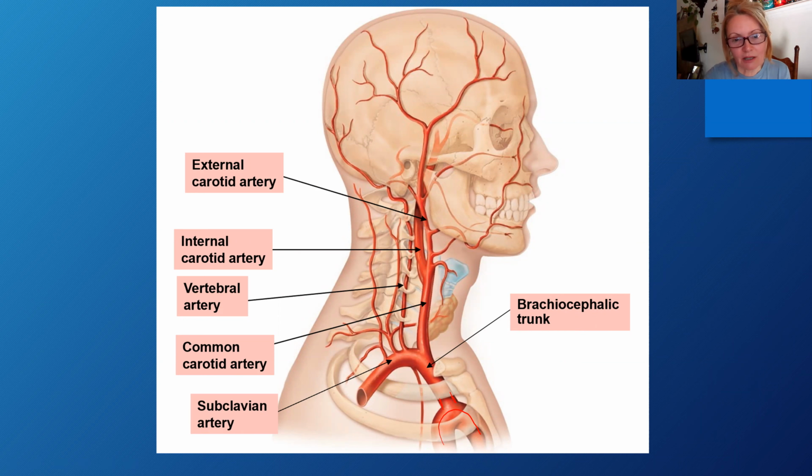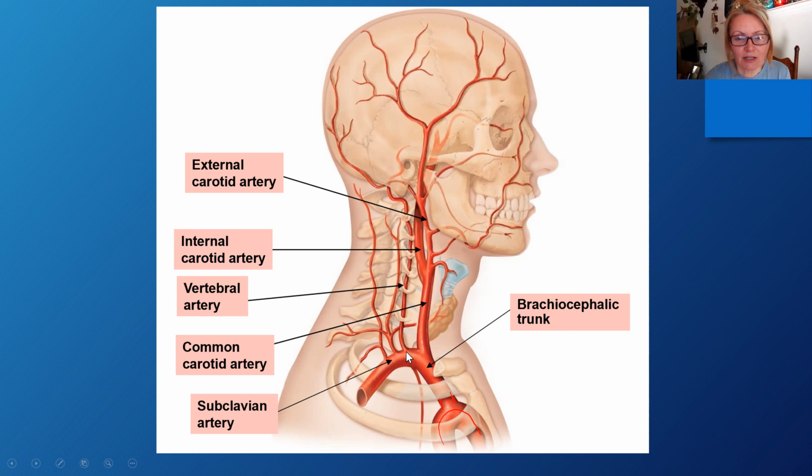So the right common carotid artery carries blood towards your brain and your head. So it supplies your brain, obviously, the muscles, the skin of your head, of your face, your tongue, your thyroid gland, right? And then the common carotid artery will split into internal carotid and external carotid arteries here.